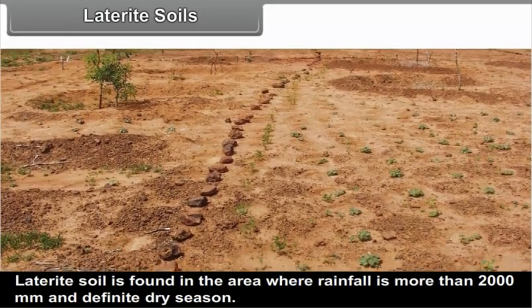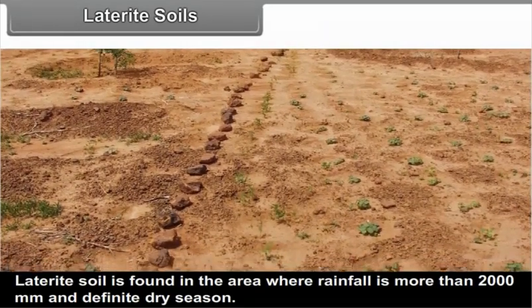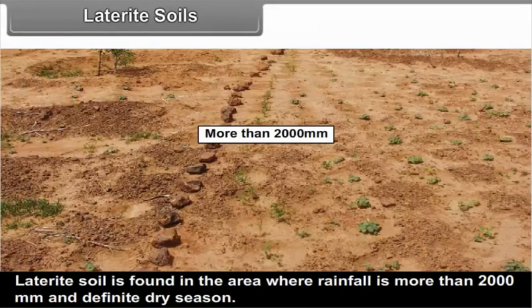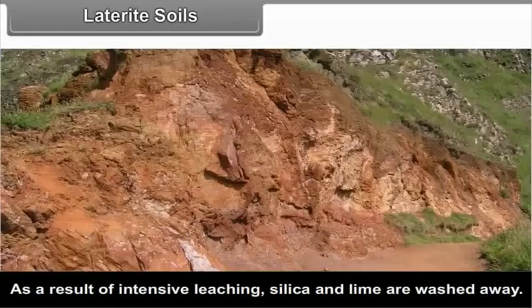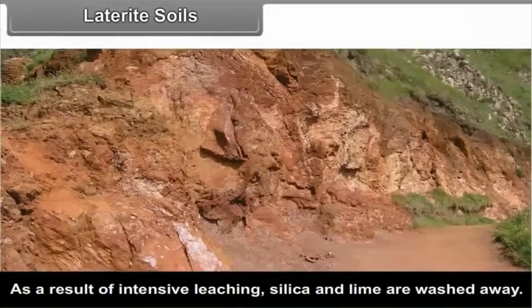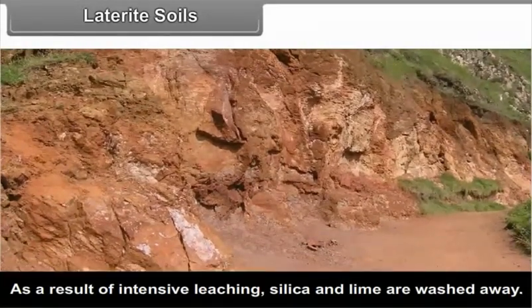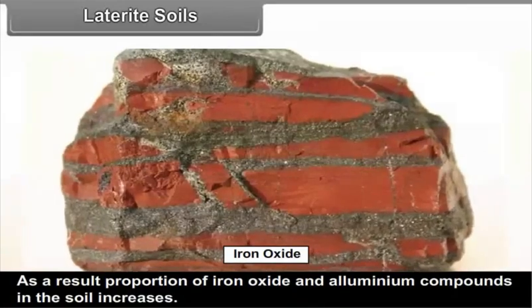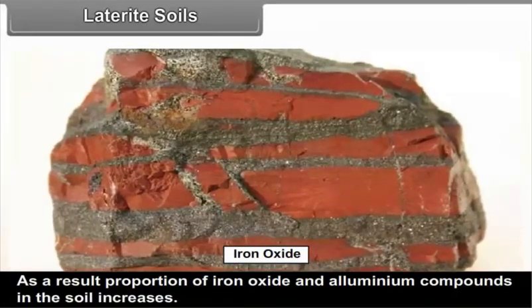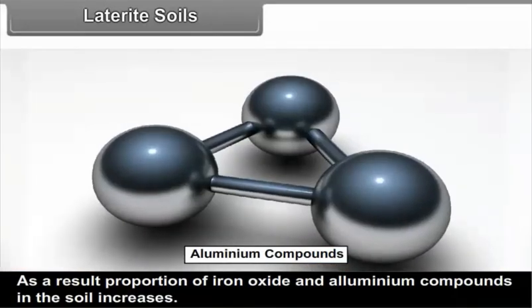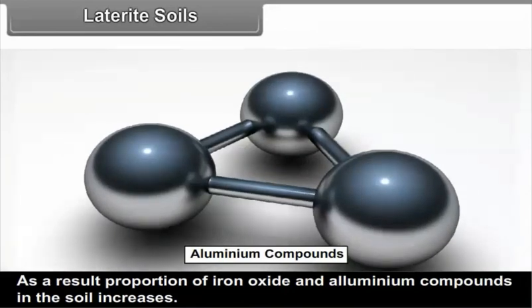Laterite soils. Laterite soil is found in the area where rainfall is more than 2000 mm and there is a definite dry season. As a result of intensive leaching, silica and lime are washed away. As a result, the proportion of iron oxide and aluminium compounds in the soil increases.